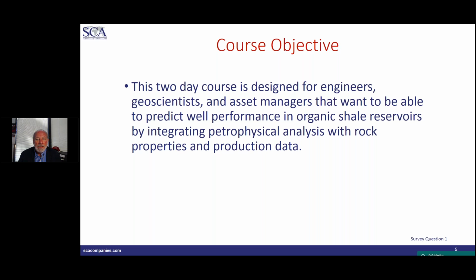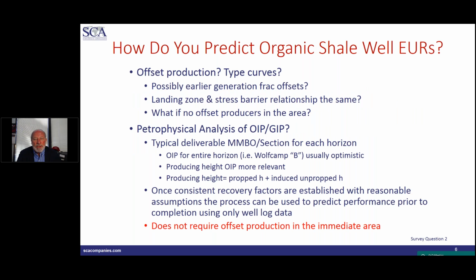So how do you predict organic shale well EURs? What's the first thing you do? Well, most people look at what the nearby offset wells are doing. You also have type curves you can develop for various areas from multiple wells. Some of the issues that come up there: what if you had an earlier generation frac on those wells and you're going to be able to use a more modern Gen 3 frac on the new ones? How's that going to affect it?